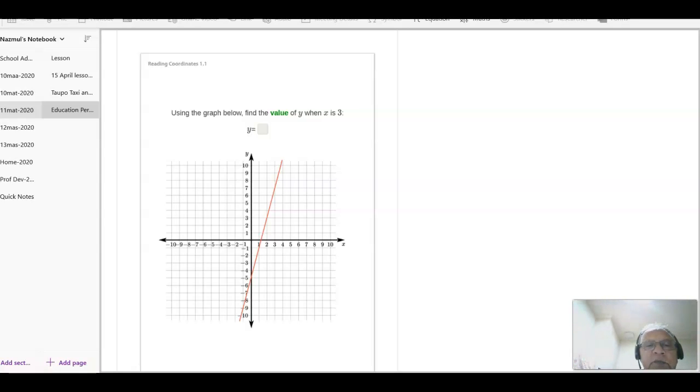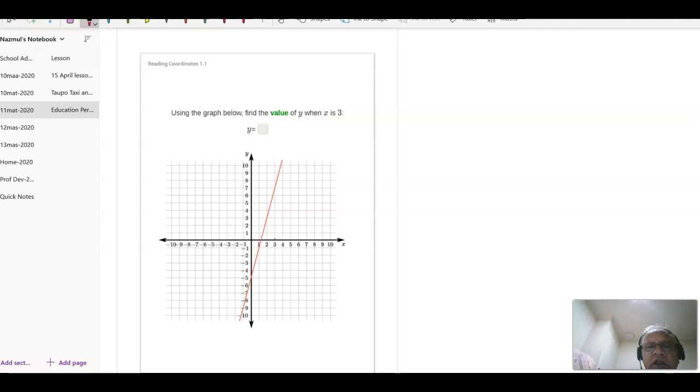Using the graph below, find the value of y when x is 3. So when x is 3, that means they are talking about this point. What is the value of y? Normally in your assessment, you are going to draw the dotted line just to satisfy the marker, and that gives me a value of 6. So that dotted line is quite important.